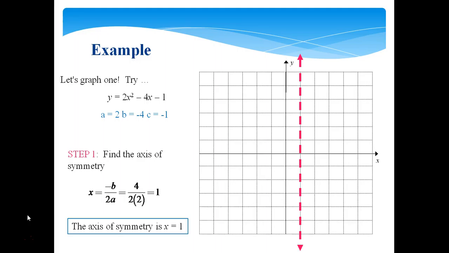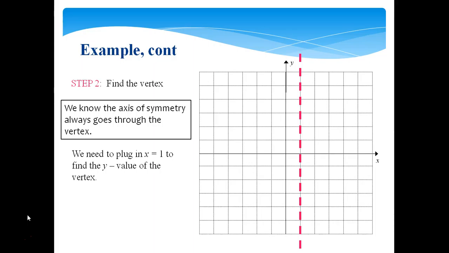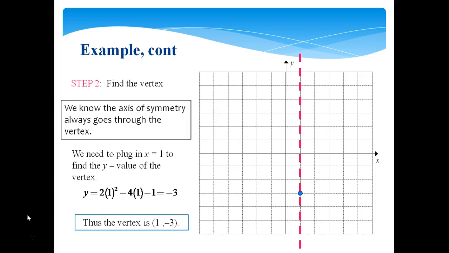So now I'm going to take that 1 and I'm going to substitute it into the original equation. So y equals 2x squared, where x is a 1, minus 4x. Again, x is still 1, minus 1, and I get out a negative 3. So my turning point is at 1, negative 3.